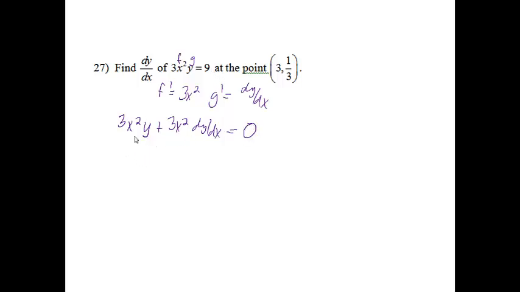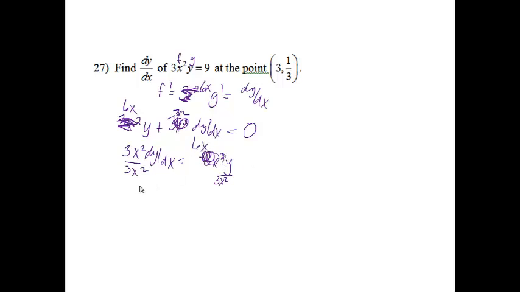Now I'm going to solve for dy dx, so 3x squared dy dx is equal to negative 3x squared y, and then to get dy dx by itself, I'll divide both sides by 3x squared. I think I did something wrong here, because when I took the derivative of f prime, I did not get 3x squared, I actually got 6x. So let's change this up. Whoop, that stays the same. There we go.